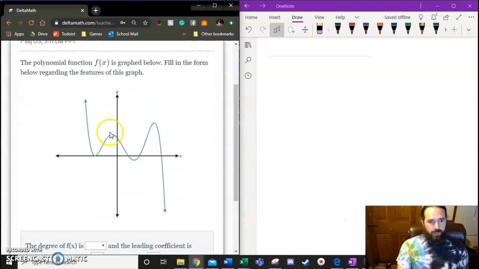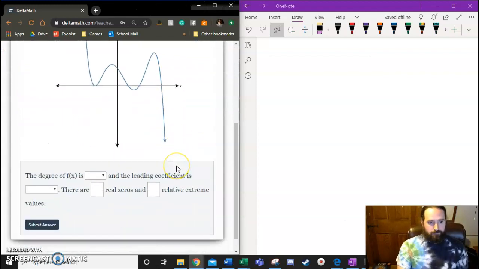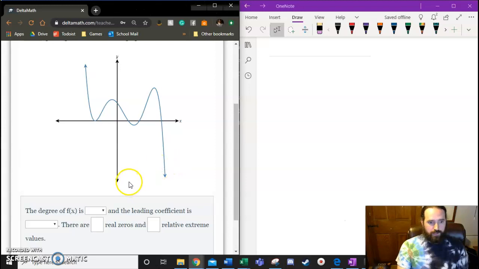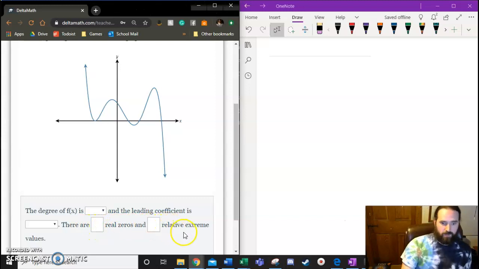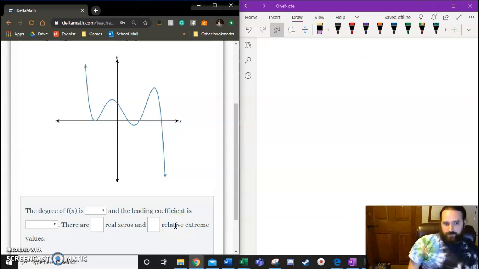Okay, it's a wiggly line. The degree of x is blank, and the leading coefficient is blank. There are blank real zeros and blank relative extreme values. Okie dokie. So, things we have to know. Degree. We did degree in the past, we're doing degree again. Degree is the highest, the number of the degree.